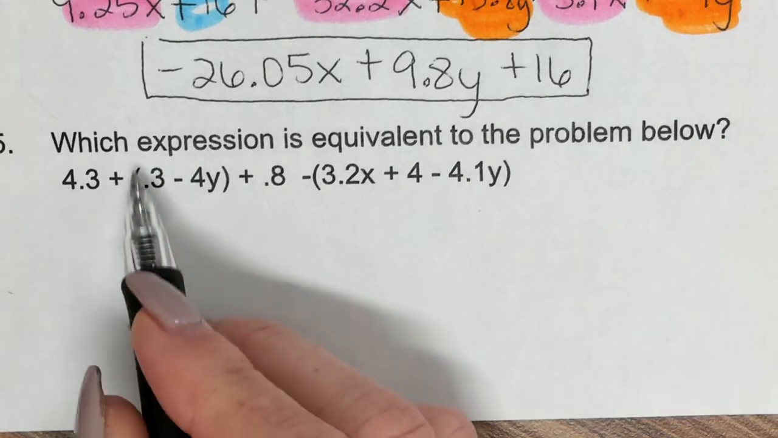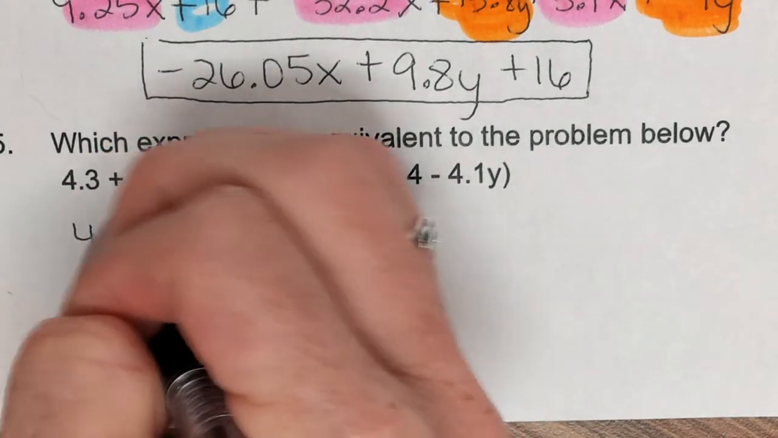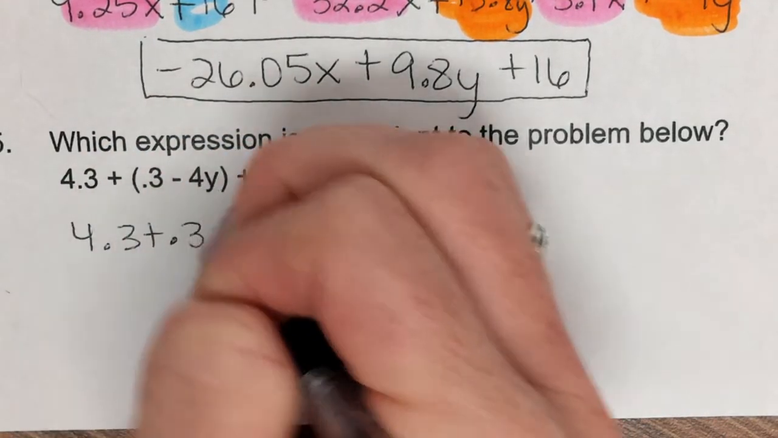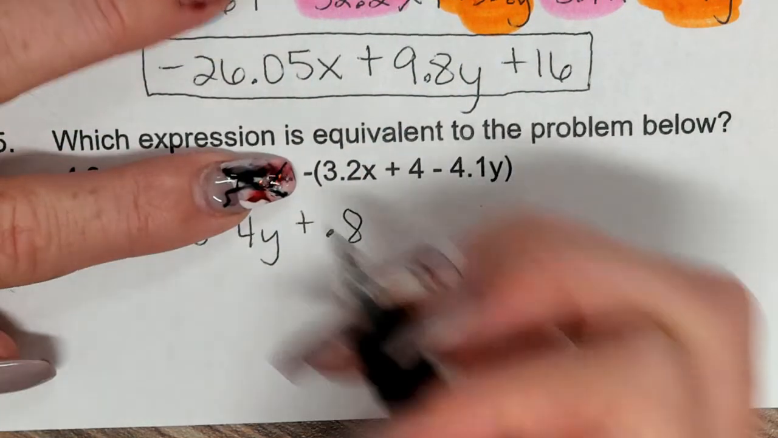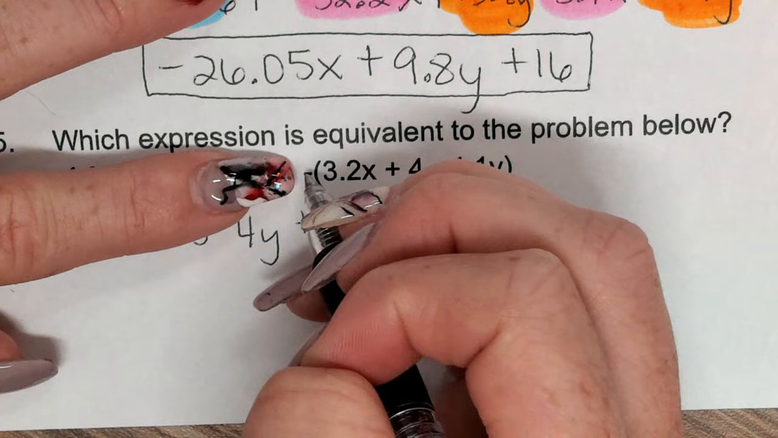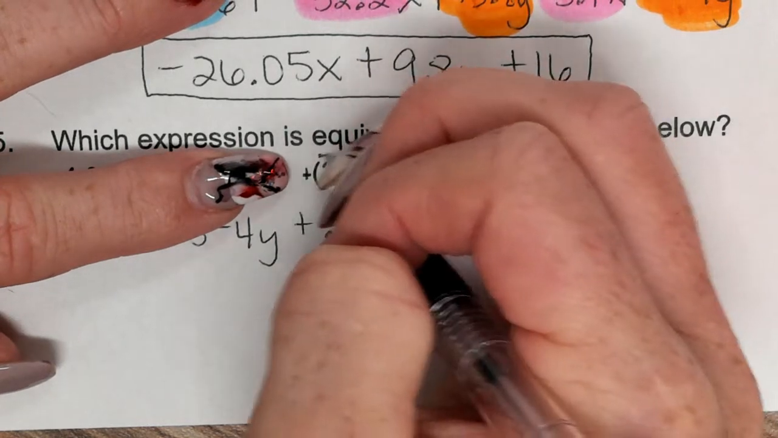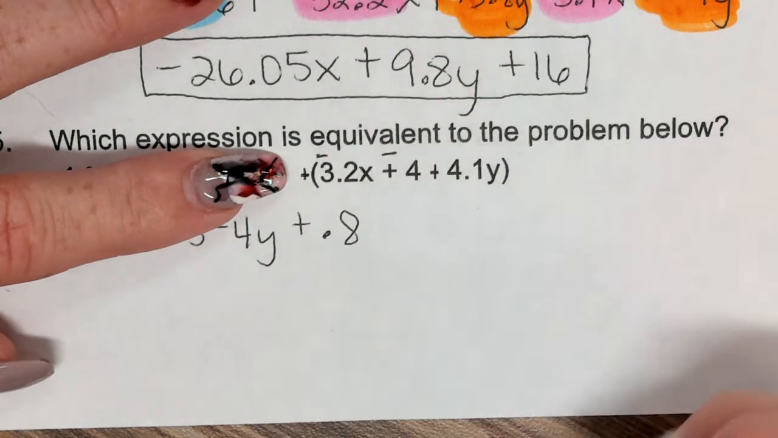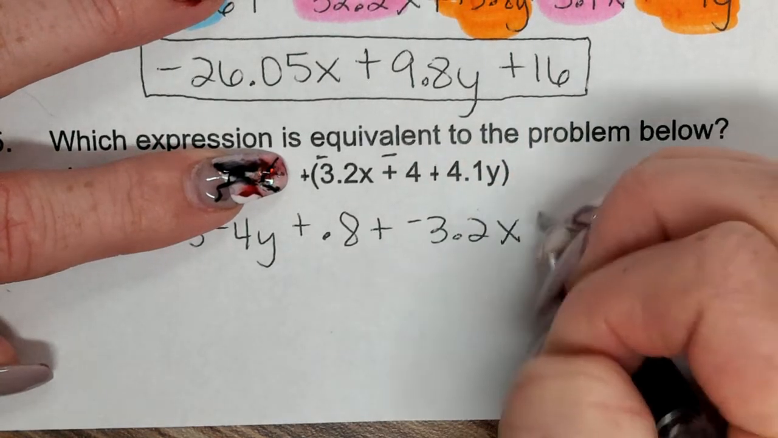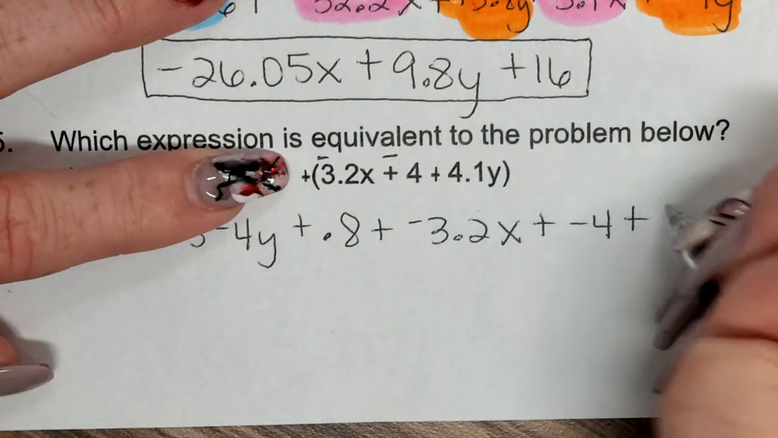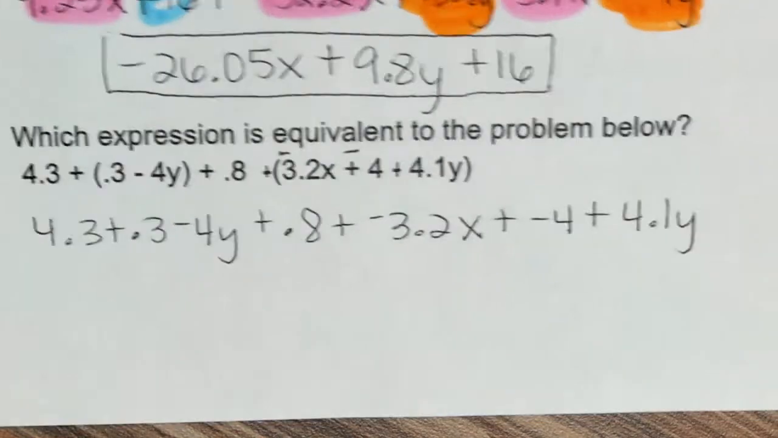There was nothing to distribute here, so it's just 4.3 plus 0.3 minus 4y plus 0.8. But I do have to distribute this negative sign. So all of this changes. So I have plus negative 3.2x plus negative 4 plus 4.1y.